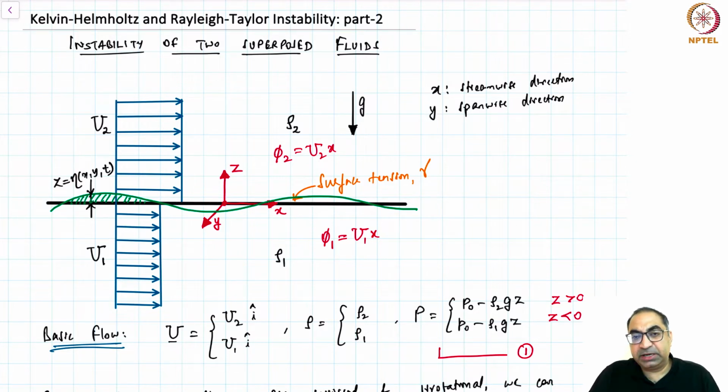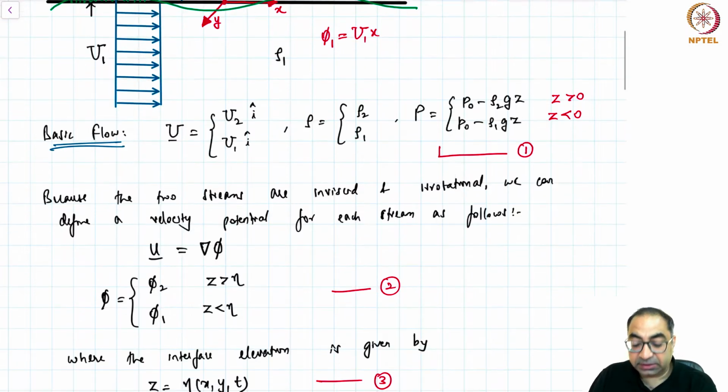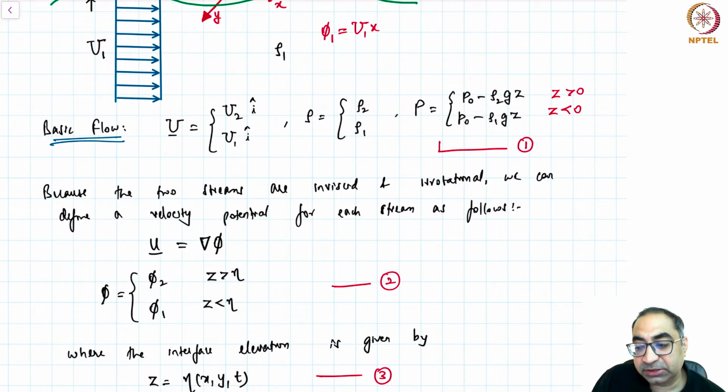So we spent a great deal of time setting up the basic equations and the boundary conditions. We're doing this problem for an inviscid irrotational fluid. So each of these streams themselves are inviscid and irrotational. So I can define a velocity potential, and we give them separate labels. For the upper fluid we call it phi2 and the lower fluid phi1.